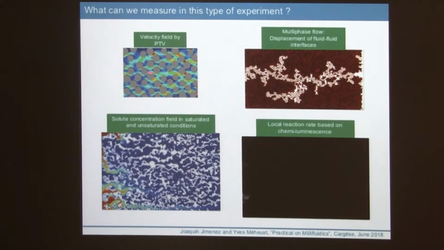So what can we measure with this? We can measure velocity fields by tracking small particles, or by doing PIV, particle image velocimetry. We can measure the spatial distribution of phases. Here the grains are in orange, air is in white, and black is the liquid. We can measure local solute concentrations at the pore scale. Here the white is air, and blue to red is water with the concentration of the solute.